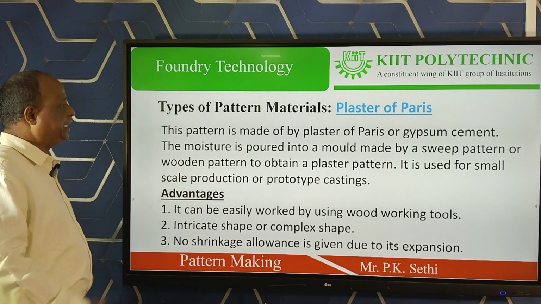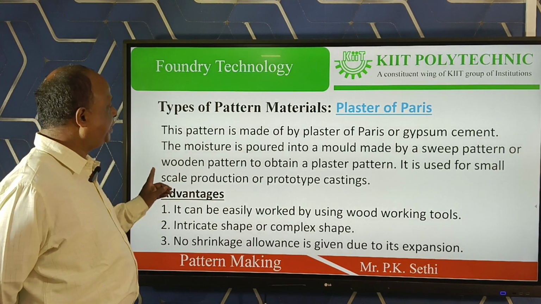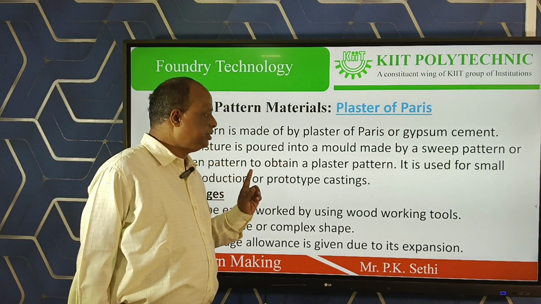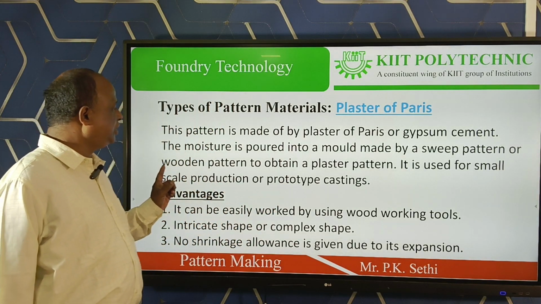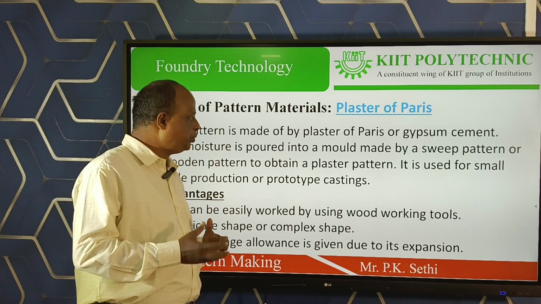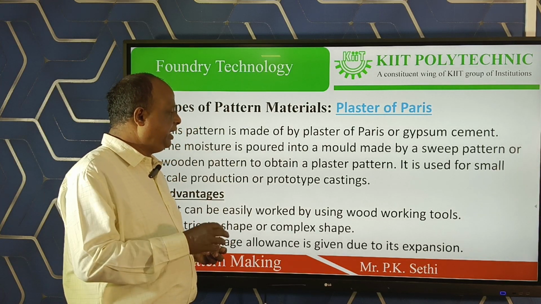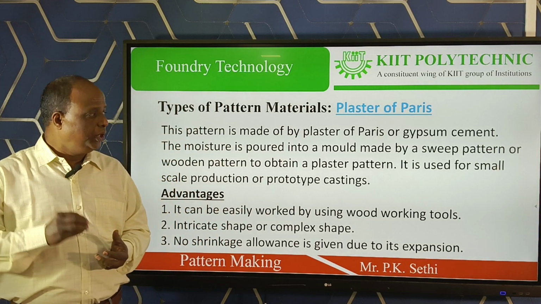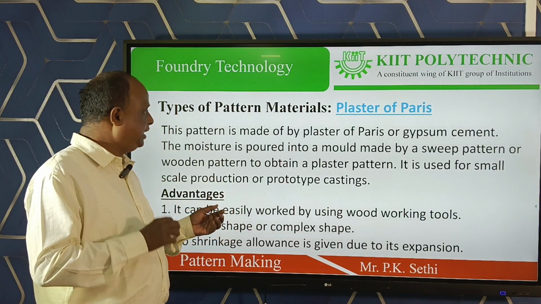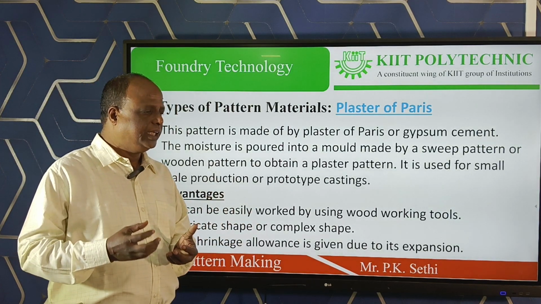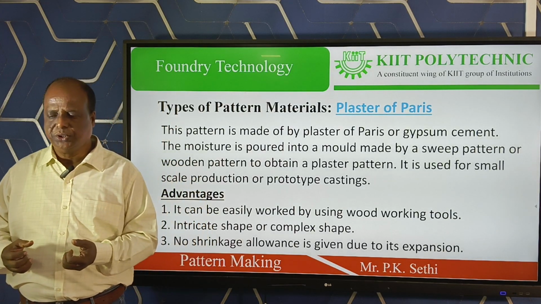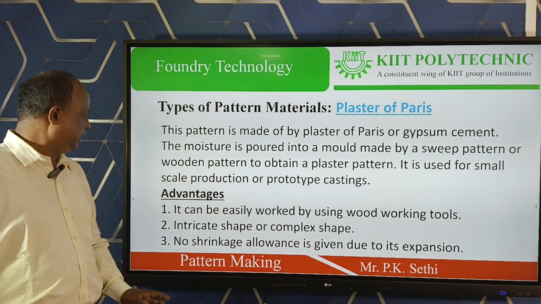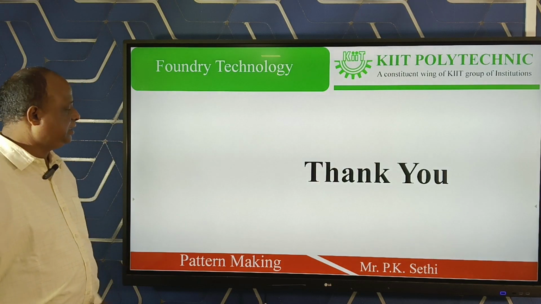The last one is plaster of Paris. This is a pattern made of gypsum cement or plaster. This mixture is shaped by a pattern known as a sweep pattern. By this sweep pattern, we can make a mold cavity or a mold which is used for producing castings. And thank you.